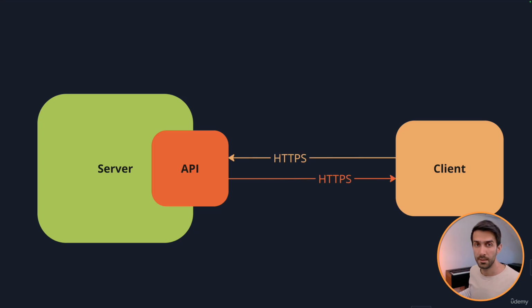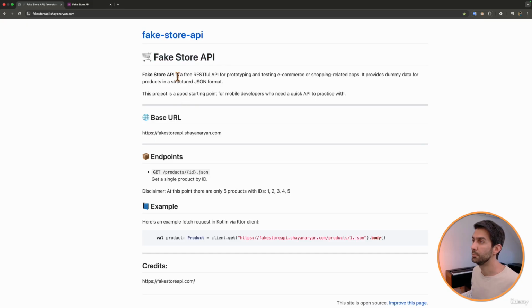So our app needs an API, and that's why we have an API called FigStore API. It's just built for this small course and has one endpoint, very simple. If you pass a product ID, it gives you the data for that product. So let's try it out.